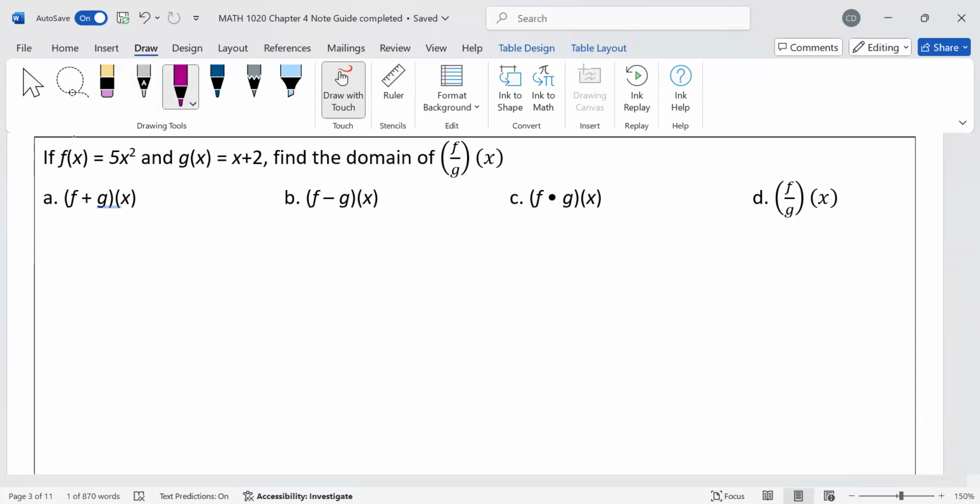All right, so f plus g of x is another way of saying f of x plus g of x. So here's f of x, and then here's g of x. F of x is 5x squared, and g of x is x plus 2. Now, at this point, you would simplify or reduce things, but we can't do anything here, so that one is done.